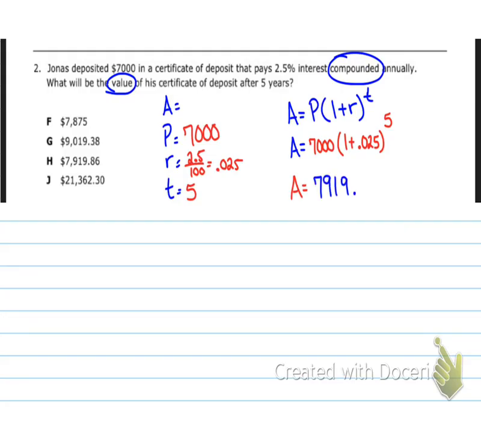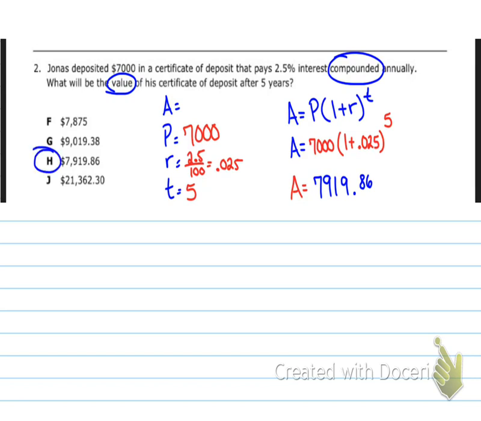Now, what I want to make sure I do is I answer the question. Now, I see the answer there. I get that. But you always want to go back and make sure you've answered the question. The question asked, what will be the value? When I ask for the value, that means the total amount. In this case, A is the total amount, so my answer is H.